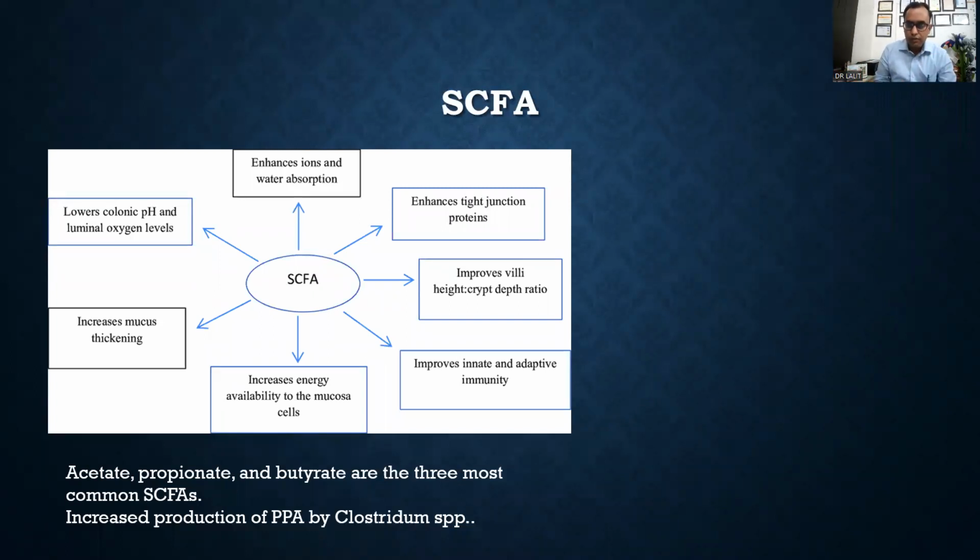In these SCFAs, the major culprit is propionic acid. Whenever there is gut dysbiosis, the propionic acid level shoots up. And invariably, if the propionic acid level shoots up, it indirectly states that the Clostridium levels in the gut are high. Why? Because propionic acid is specifically produced by Clostridium in very high amounts. It is not produced in excess amounts by any other bacteria other than Clostridium.